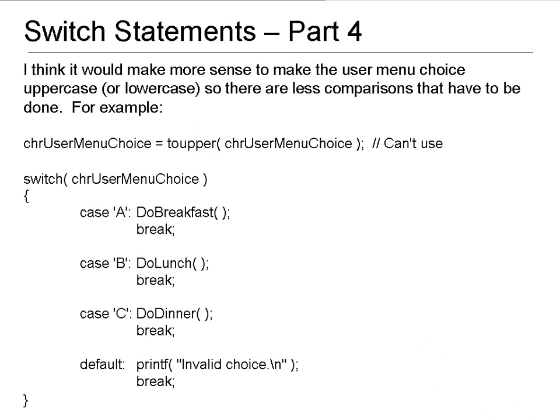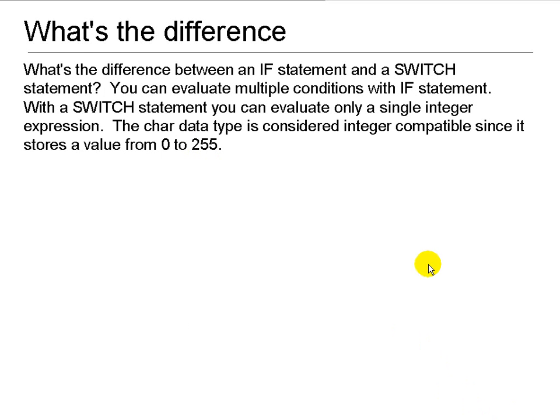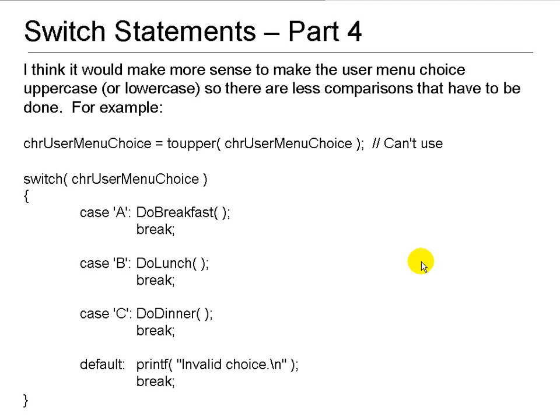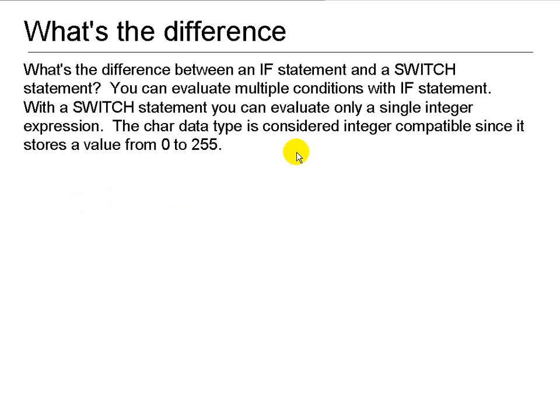Why? It's boot camp. So what's the difference between an if statement and a switch statement? You can evaluate multiple conditions with an if statement, and they can be non-integer expressions. With a switch statement, you can evaluate only a single integer expression. Now the character data type, which we used in the previous example, let me scroll up. You see we're using a character data type right there, not an integer. We're allowed to do that because it is integer compatible, since it stores values from 0 to 255.